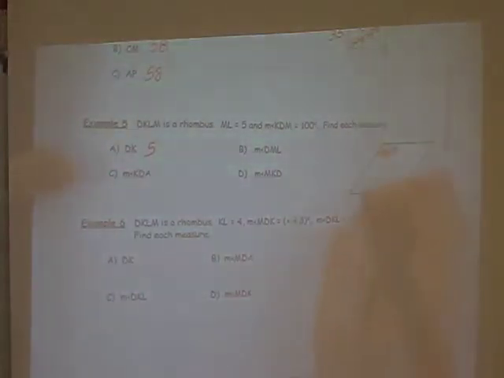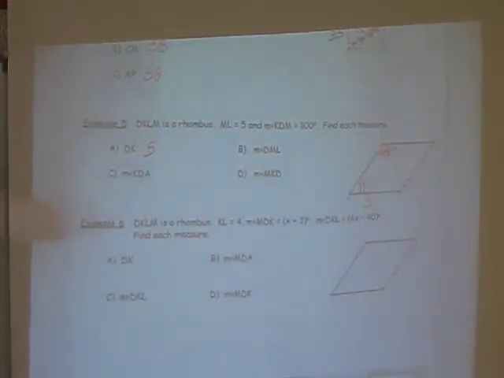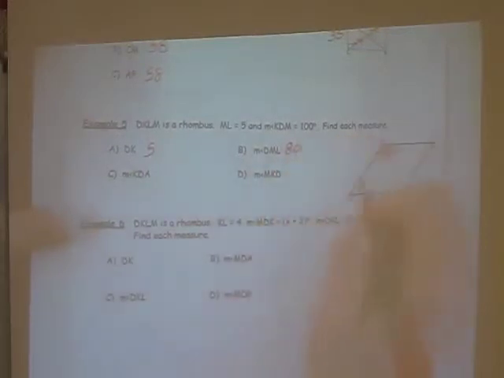Angle DML is right here. Those angles are not congruent. Those angles add to 180. So 180 subtract 100 makes this angle right here 80 degrees.